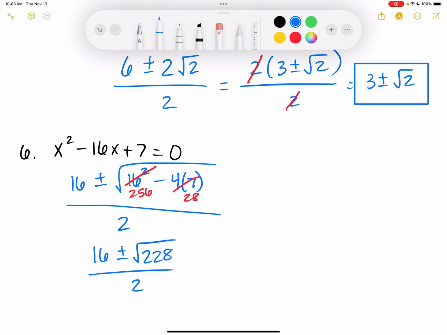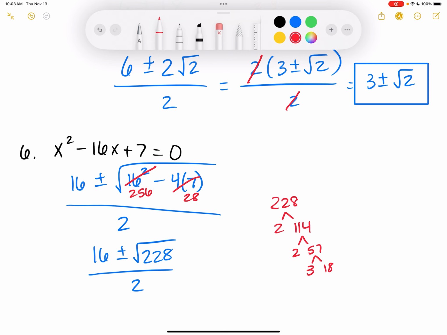You should try to break this down first. So 228 can break into what? 2 and 114. Here we go, breaking it down again. 2 and 57. 3 and 18. I'm sorry.